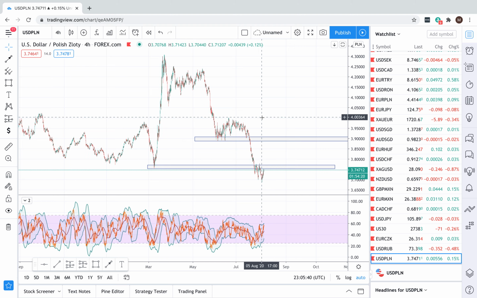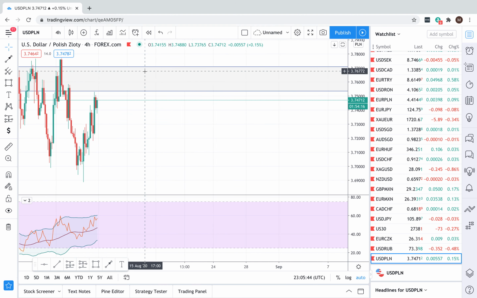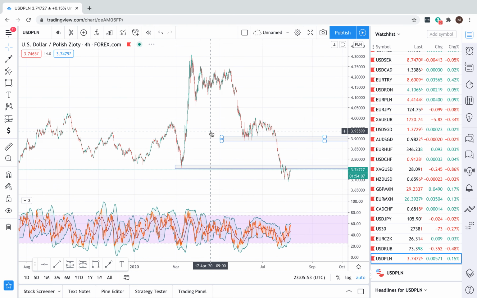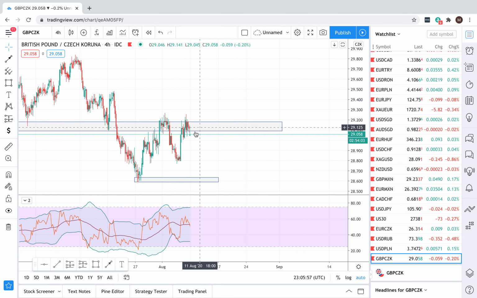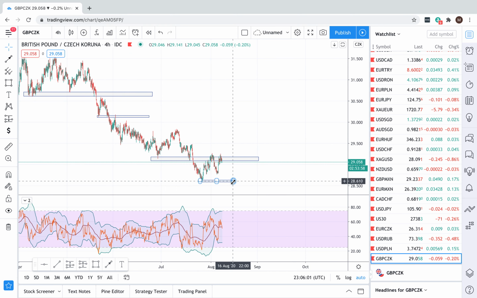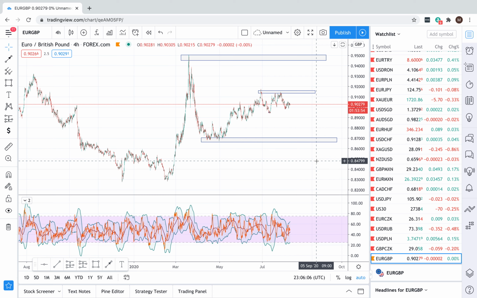USD PLN. I would wait for more rejection at the zone. Right now price is just a little bit below the level. I'll wait for it to go inside and show us more pin bars to go in short. USD CZK, more rejection at the zone to go in short, or a break of this level to go in short as well.